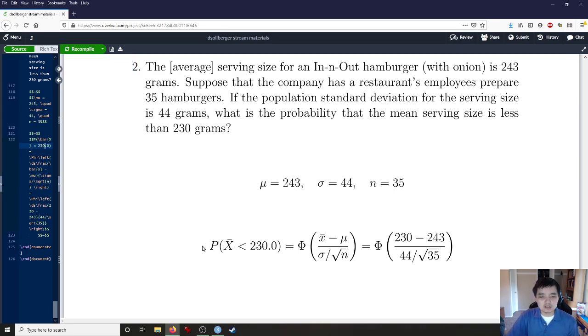So we're asking what's the probability that on average of a batch of hamburgers, their mean size is less than 230 grams. Because we have multiple hamburgers, we'll use our updated z-score formula, the one with square root of n, and plug in the numbers as such to take care of the notions of area under the curve.